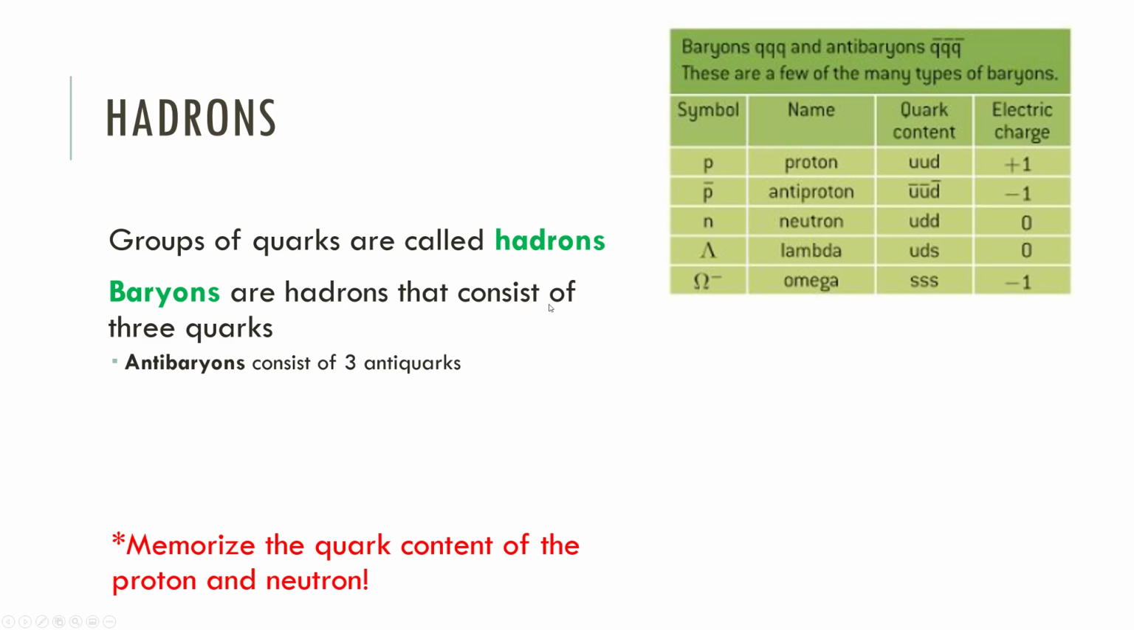The only thing you do need to memorize is the quark content of the proton and neutron. One is up, up, down. One is up, down, down. So those two things you'll have to memorize. Everything else will always be given to you.